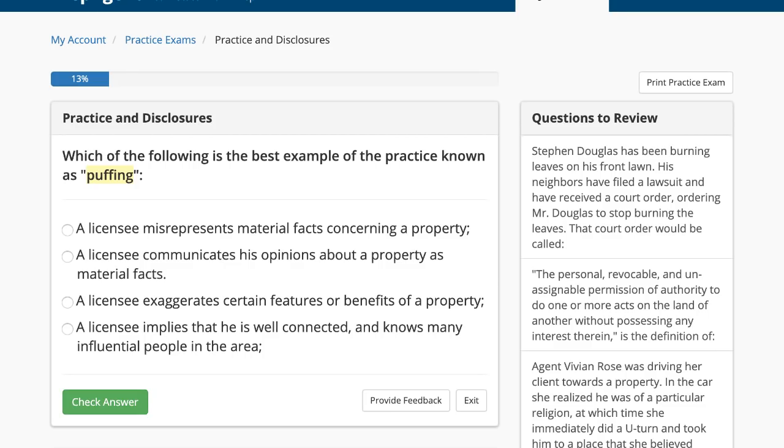Okay, which of the following is the best example of the practice known as puffing?